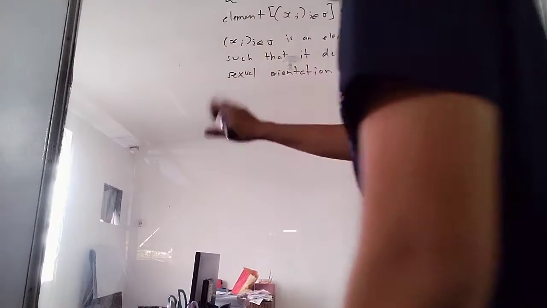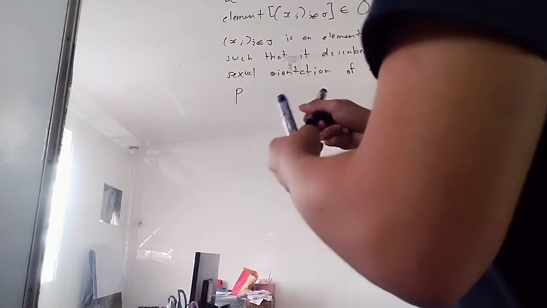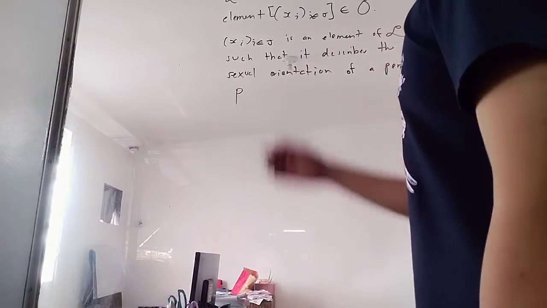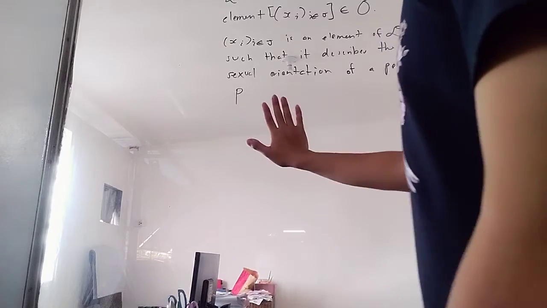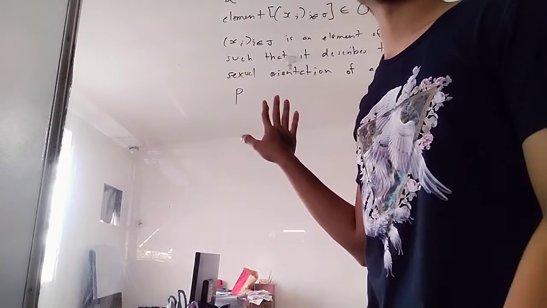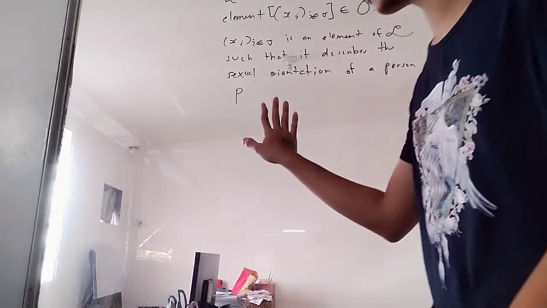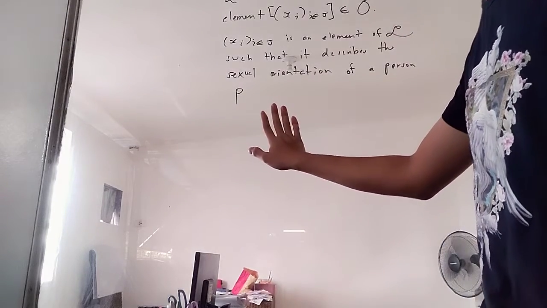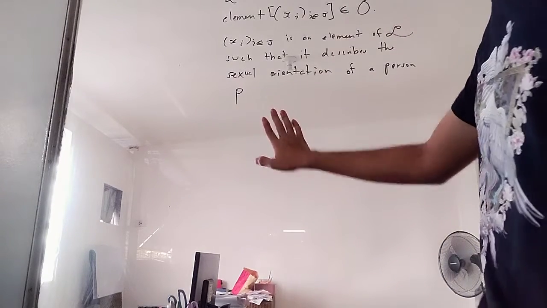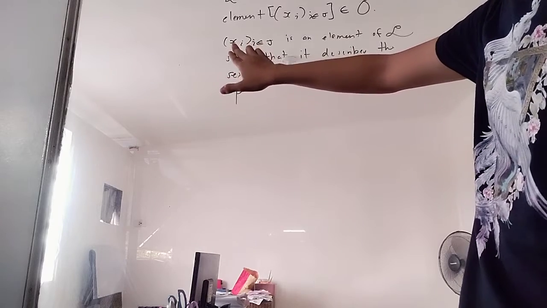Normal P, not math cal P. Okay. So what we're saying here is that X sub I could be any word in the English alphabet, but just the words that describe the sexual orientation of a person. So this X sub I is mainly defined to be one of the following in this set.